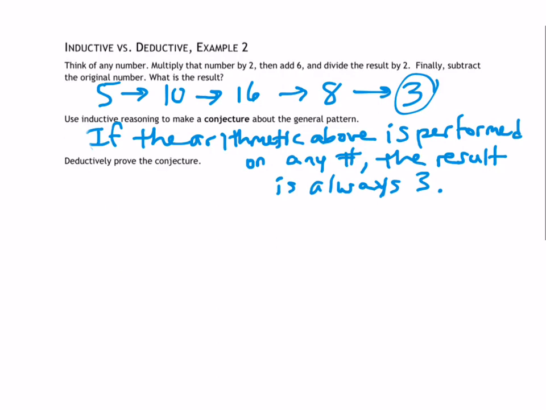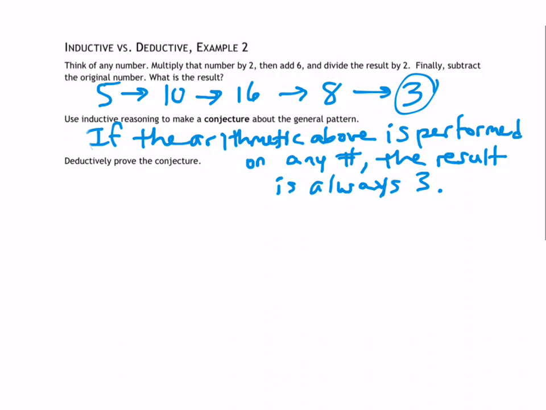A second option would be to use deductive reasoning to prove this conjecture. So here I would just start with any known information, and I would want to create a chain of true statements, or perhaps I should say valid instead, so a chain of statements that all depend on each other that lead me to that pattern in general.